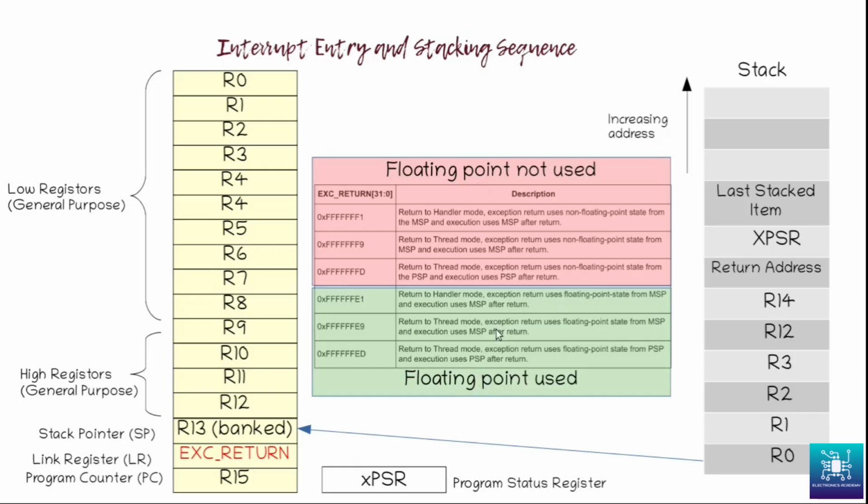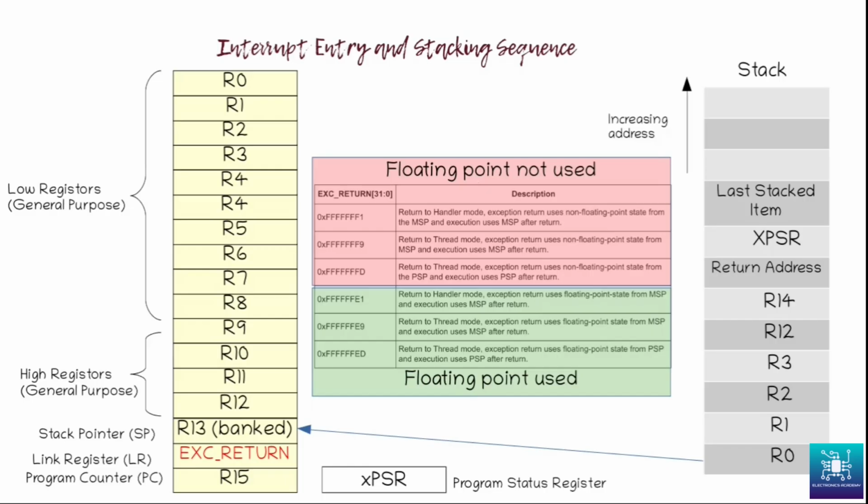Now, why do we need to have the link register populated with a different set of values for interrupts, whereas in the case of a normal subroutine, we could just get away with putting the return address of the caller function? Now, whenever an interrupt event happens in the case of Cortex M4, the processor has to keep track of quite a few things.